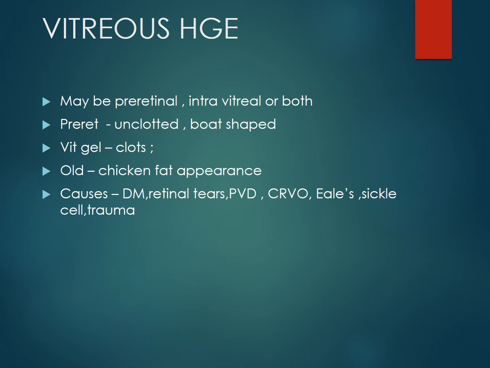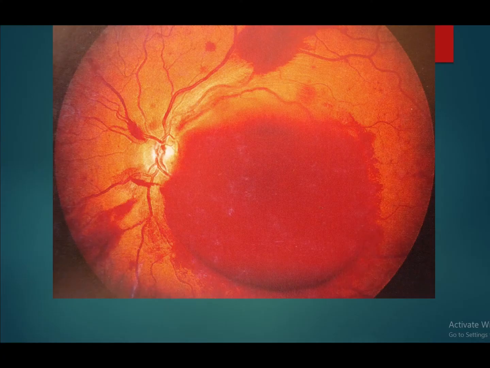Vitreous hemorrhage is due to diabetes mellitus. It can be due to retinal tears, posterior vitreous detachment, or central retinal vein occlusion. It can occur in Eales disease, sickle cell disease, or because of trauma. So these are some various causes for your vitreous hemorrhage: diabetes mellitus, retinal tears, posterior vitreous detachment, central retinal vein occlusion, Eales disease, sickle cell disease, and also trauma.